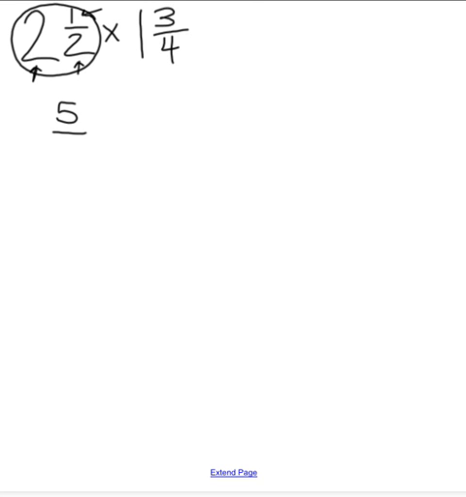My denominator always stays the same because the amount of pieces in every whole does not change when I'm converting a mixed number to an improper fraction. So 2 1/2 is equivalent to 5/2. I'm going to write that down 2 times.